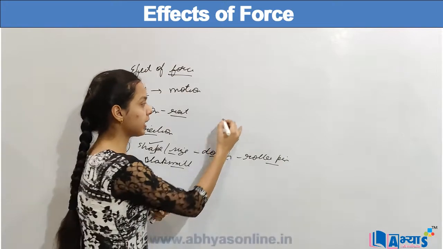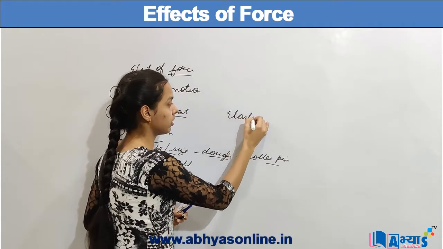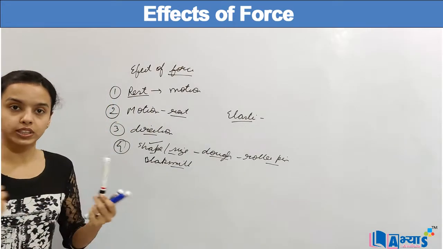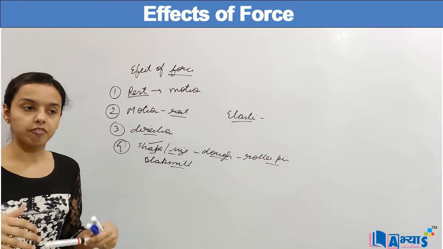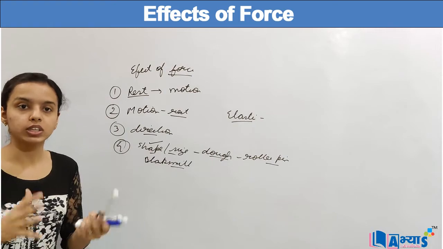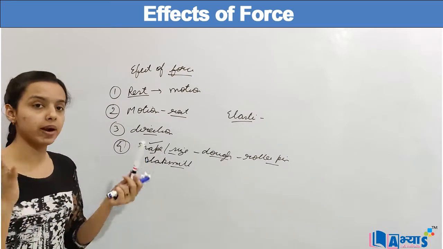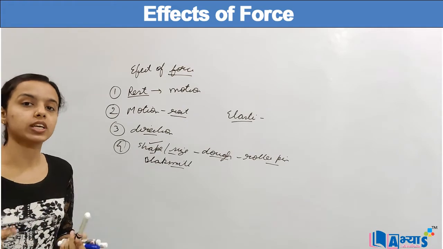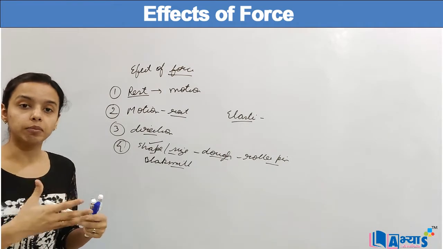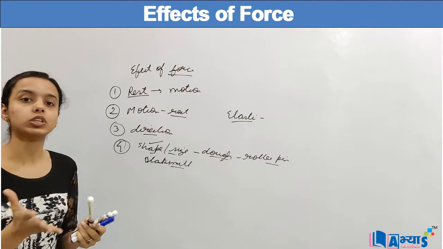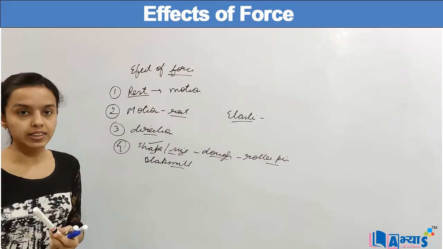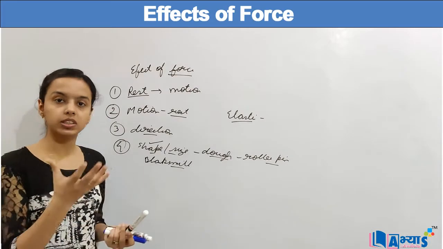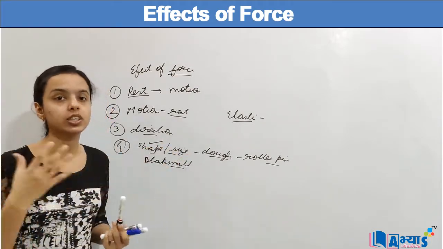But if we take the case of an elastic, or a rubber band, when we apply force and stretch this rubber band, after some time when we leave the force, the rubber band will come to its original position. That is because a rubber band is elastic in nature. So the stretching of a rubber band is also an effect of force, which comes under the category of change in size.